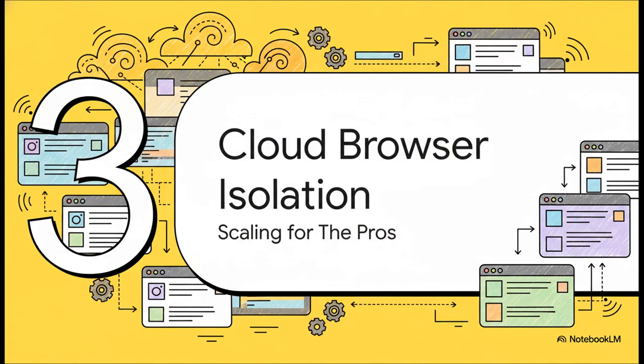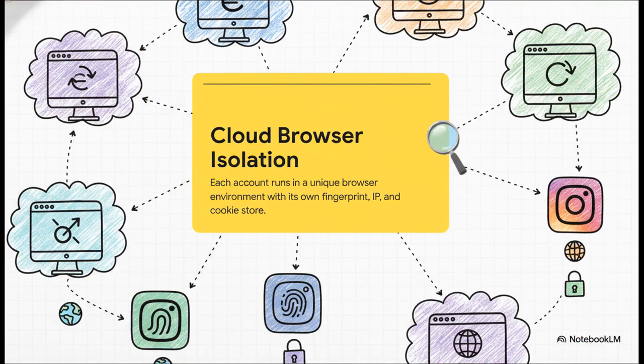So what do the pros use? When you're managing dozens, maybe even hundreds of accounts for e-commerce clients or big brands, you need a totally different strategy. And that, my friends, is where cloud browser isolation comes into play. Now, I know this sounds super technical, but stick with me. The concept is actually pretty simple and really powerful. Just imagine giving each and every one of your Instagram accounts its very own private, secure computer. That's basically what cloud browser isolation is.